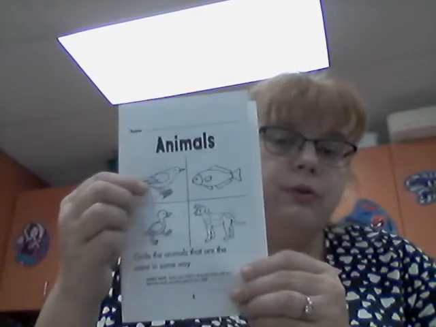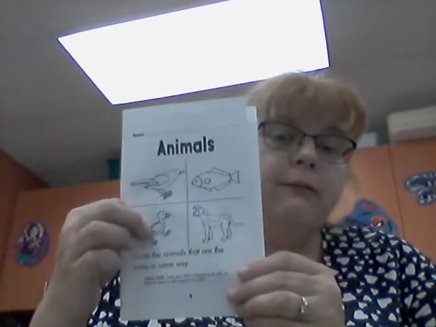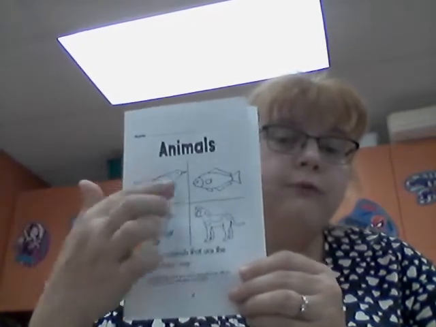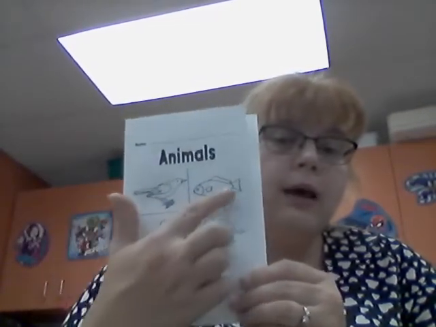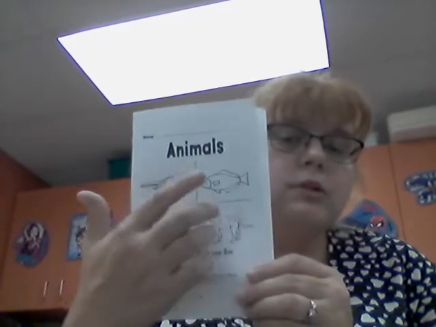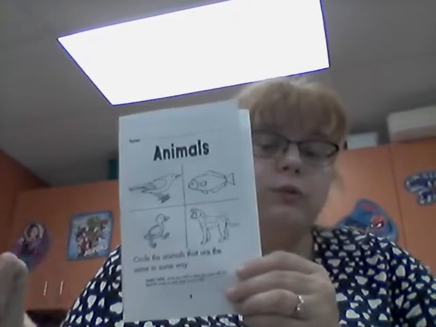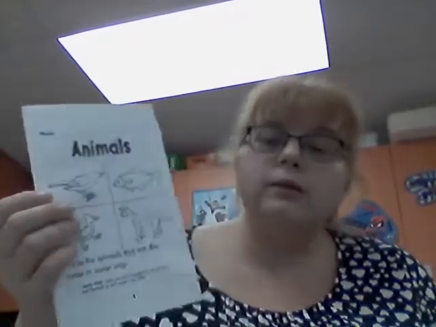I could circle the bird and the duck because they both have feathers. I could circle all four of them because they have a tail. So it depends on what you're looking at as to what you circle. And they didn't tell us what to look at. They just wanted you to know. So what would you do?